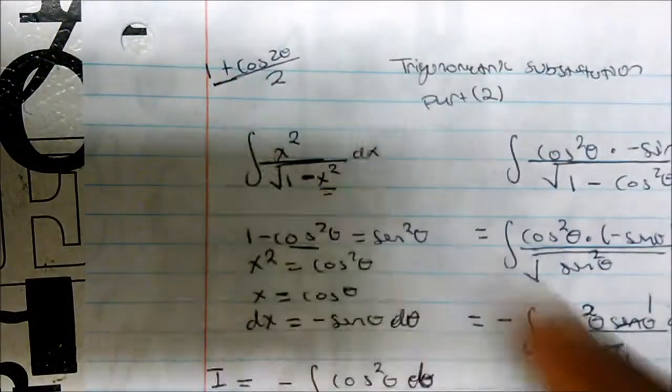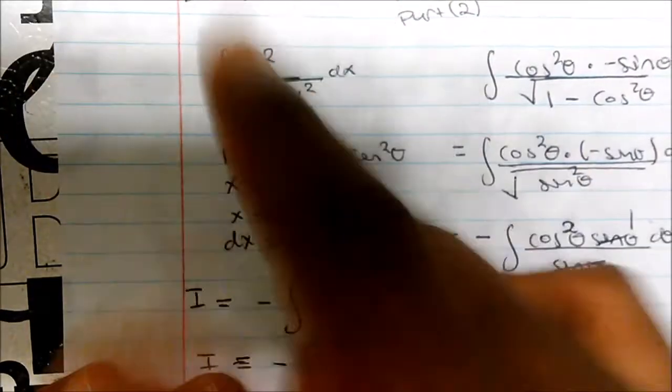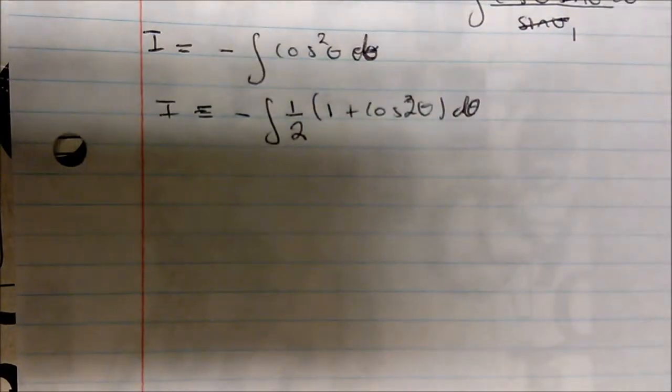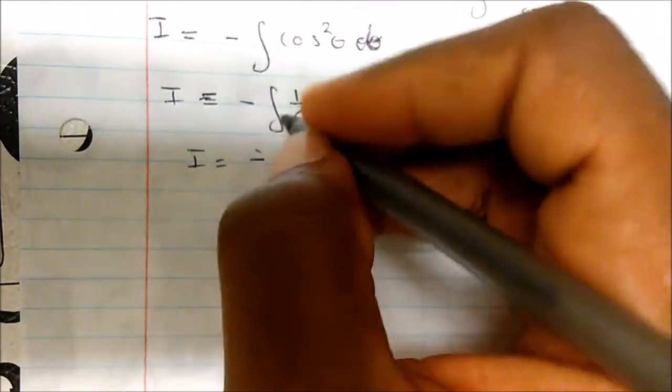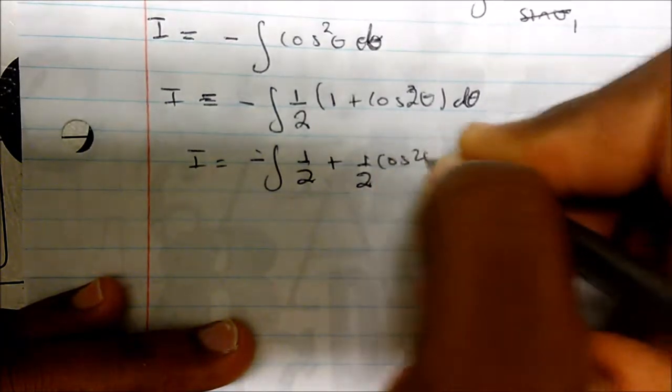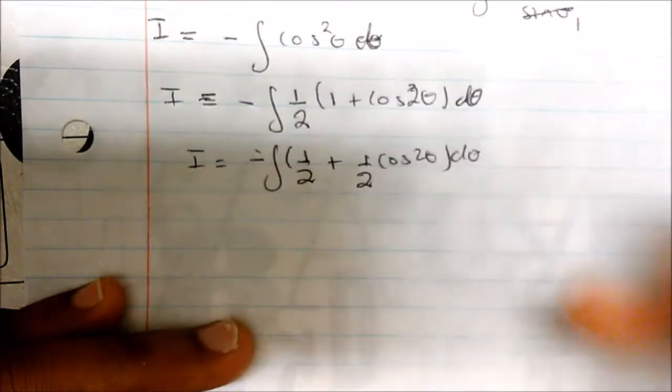Okay, so the only thing I did was factor out the 1/2 in front, and you can see that this is also equal to 1/2 times 1 plus cosine 2 theta. So this is the double angle formula, and all I did was factor out my 1/2. I just wanted to let you know where I got this from. And so now if I distribute in my 1/2, my integral becomes negative the integral of 1/2 plus 1/2 cosine 2 theta d theta.